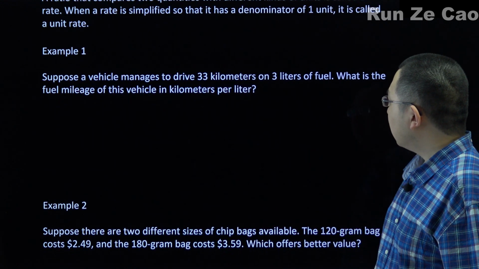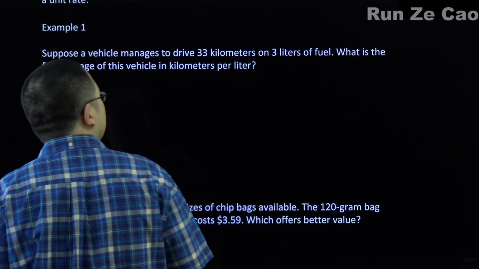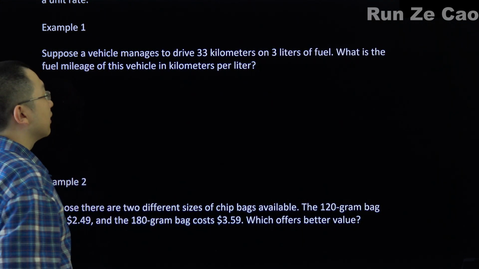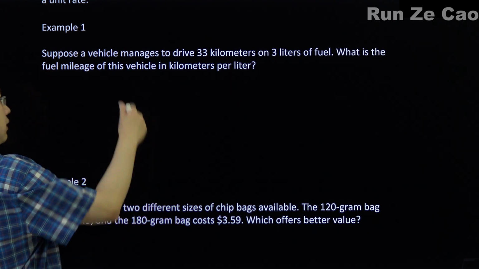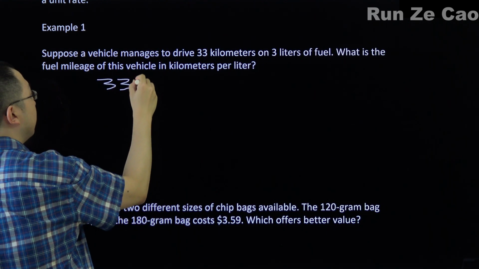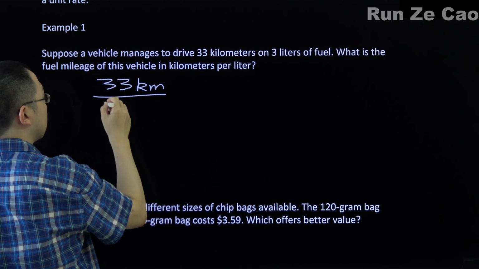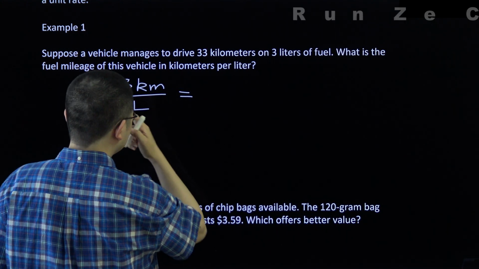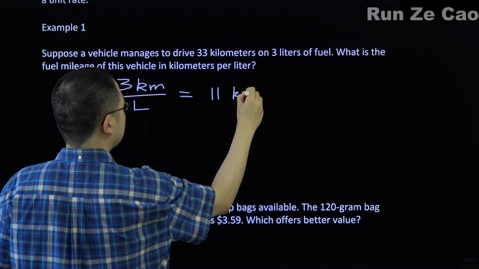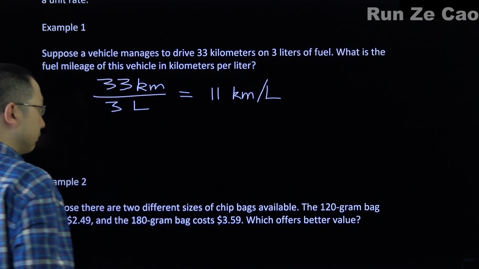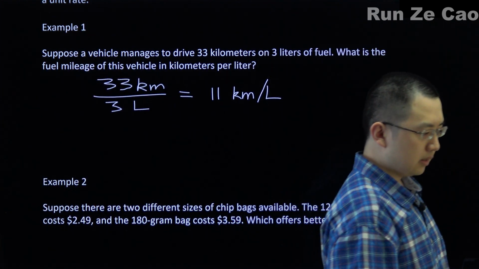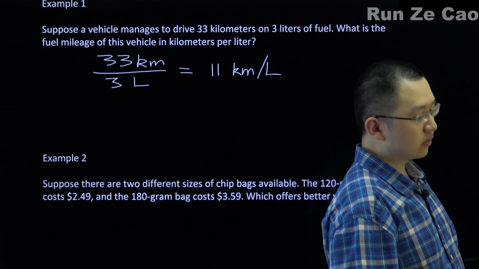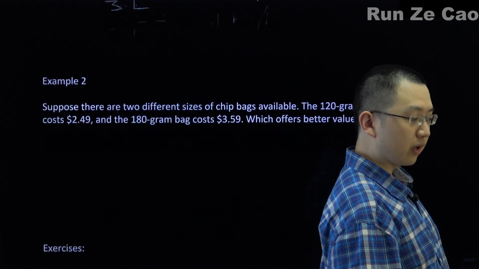Suppose a vehicle drives 33 kilometers on 3 liters of fuel. What is the fuel mileage of this vehicle in kilometers per liter? Well, 33 kilometers per 3 liters of fuel is equal to 11 kilometers per liter. For a word problem, you put a statement like, this vehicle's fuel mileage is 11 kilometers per liter, but we'll skip that for time purposes.